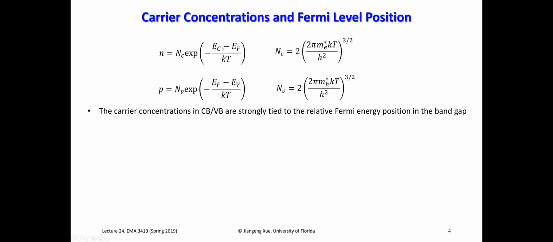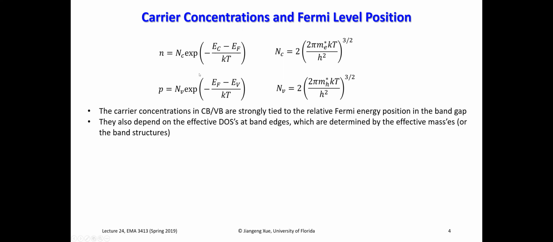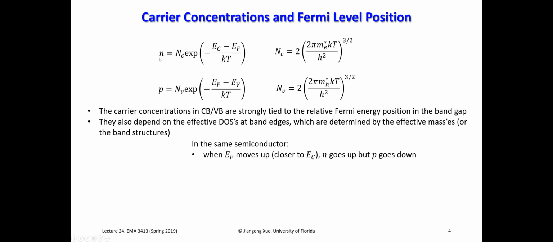So basically, the Fermi energy location will have a critical influence on the carrier concentration in the bands. And obviously, the effective density of states also affects the carrier concentration in the bands. So in the same semiconductor, when we move the Fermi energy up, that means closer to the conduction band edge, we will have an exponentially increasing electron concentration and exponentially decreasing hole concentration. Okay, and obviously when EF goes down, that means closer to the valence band edge, we will increase the hole concentration and at the same time reduce the electron concentration.